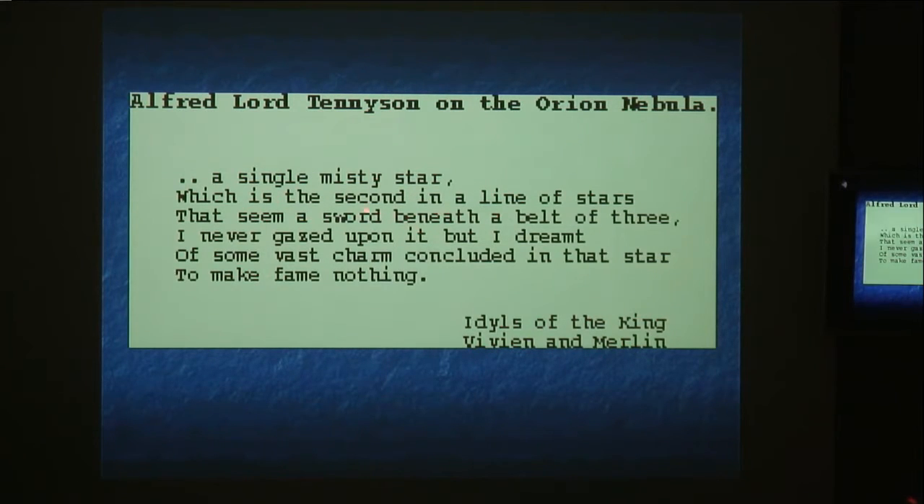And you can read it faster than I can mouth the words. And notice that last phrase, of some vast charm concluded in that star to make fame nothing. And I appreciate that statement.